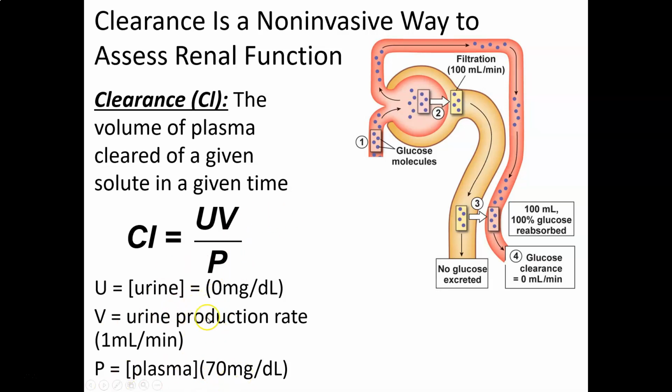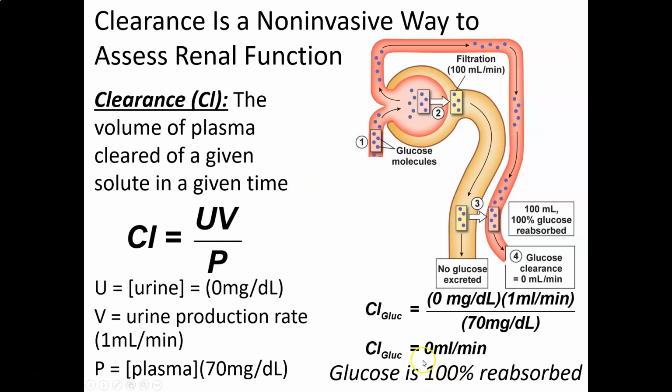So if we punch these into the calculator, we get U at 0 times V at 1, so that's 0 over P, which is 70, but it doesn't matter because 0 over anything is going to be 0. So the clearance of glucose is 0. The volume of plasma cleared of a given solute in a given amount of time is 0 for glucose because we haven't done that. So here's that calculation: 0 times 1 over 70 gives me 0.